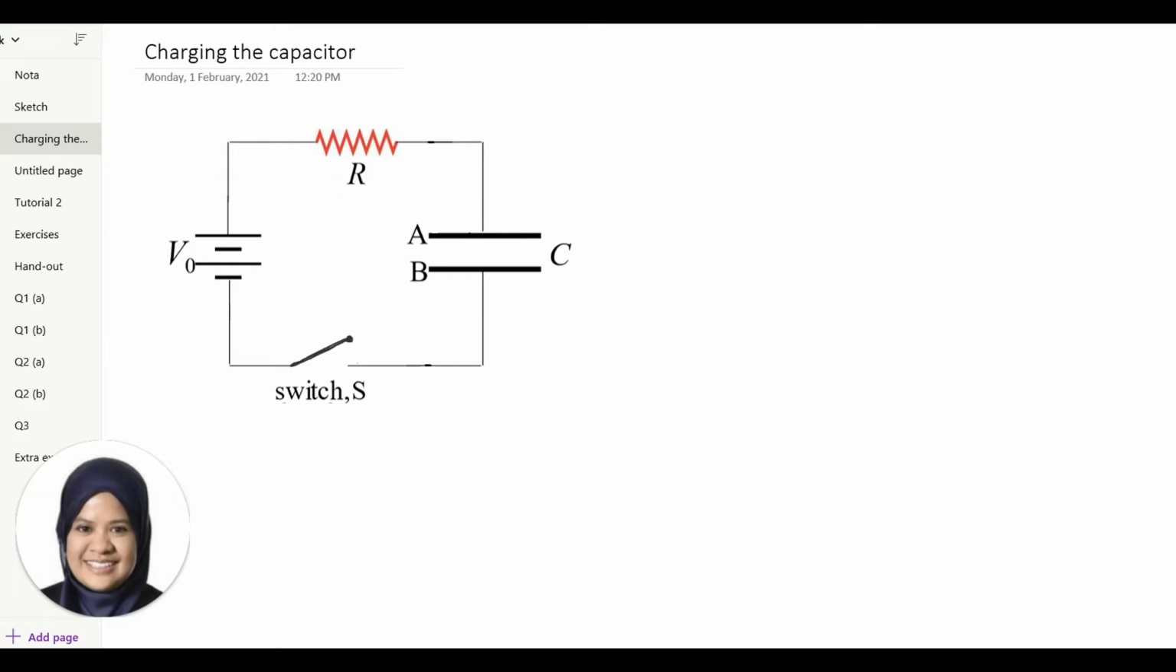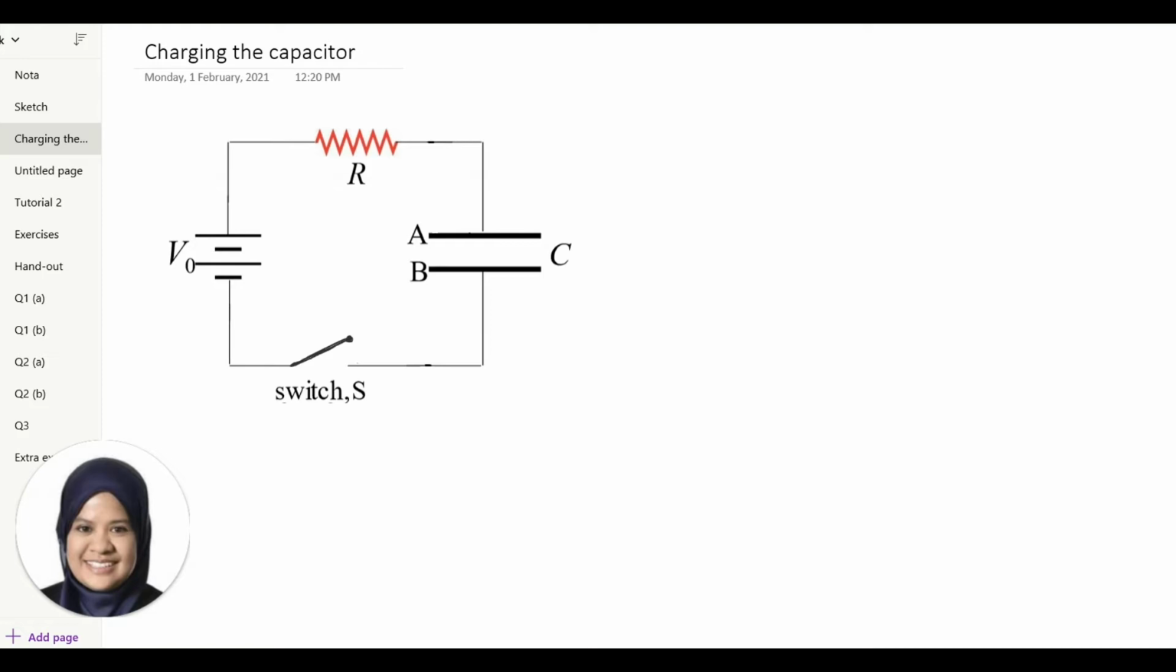Dalam entry kali ini, saya akan terangkan berkenaan dengan how the capacitor is being charged. Okey, untuk kita charge the capacitor, we have this simple circuit. This circuit contains the battery, of course, to charge up the capacitor, untuk bekalkan charge.